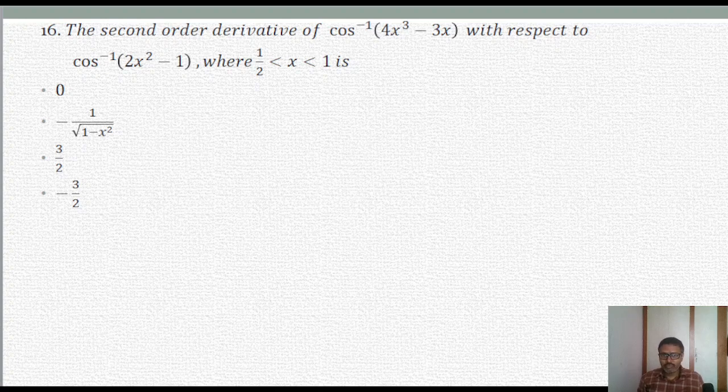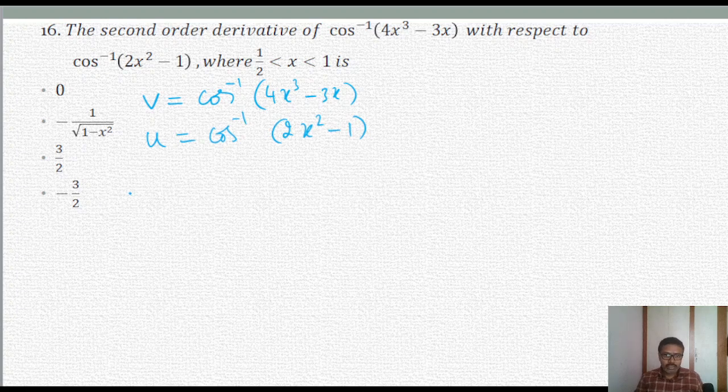Now how to solve these kind of questions? We have solved questions derived with respect to x, but here they are asking to derive a function with respect to another function. Friends, whenever these kind of questions are given to you, we have to go by the parametric form. You know parametric form? Let's try this by that. Let us take the first function, cos inverse of (4x cube minus 3x), as v, and the second function as u is equal to cos inverse of (2x square minus 1).